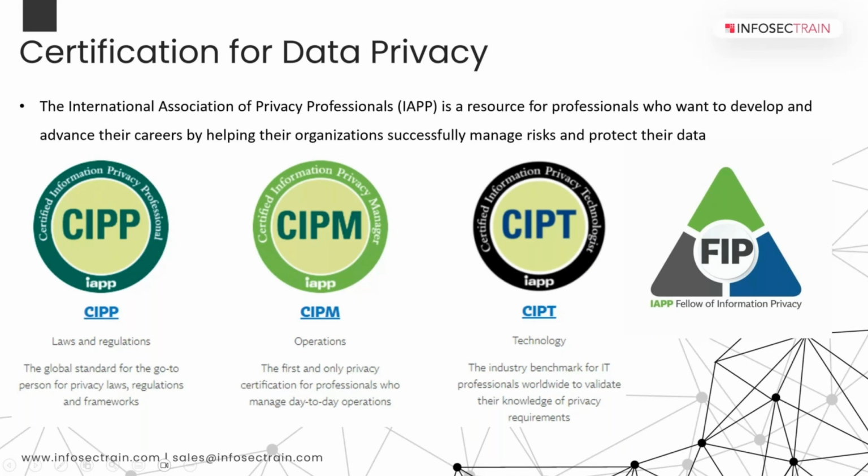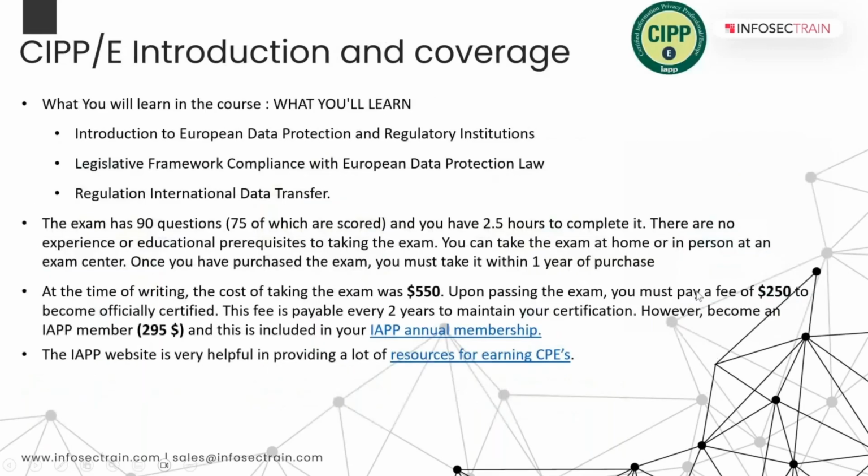Okay. So I'm going to quickly cover the CIPP introduction and coverage. What you will learn from this course is that you will be going through the European data protection and regulatory institutions. European data protection law is basically the GDPR and then a few associated laws and regulatory requirements. And we're going to discuss the GDPR in detail. And finally, we will also look into the application of GDPR. So these are the three important components we will study, along with international data transfer and other core areas as well.